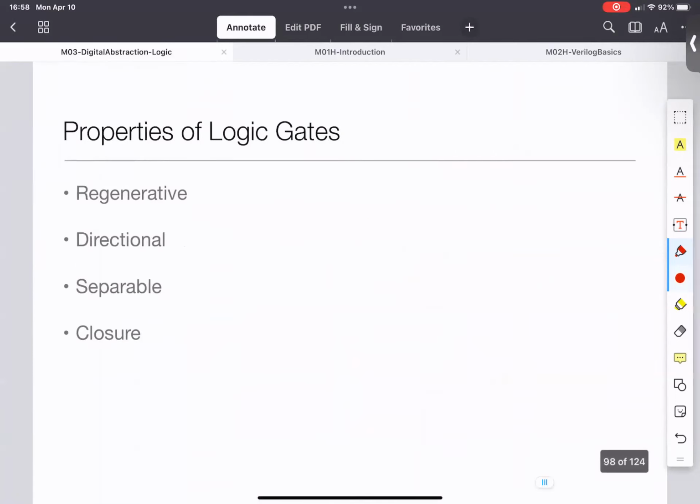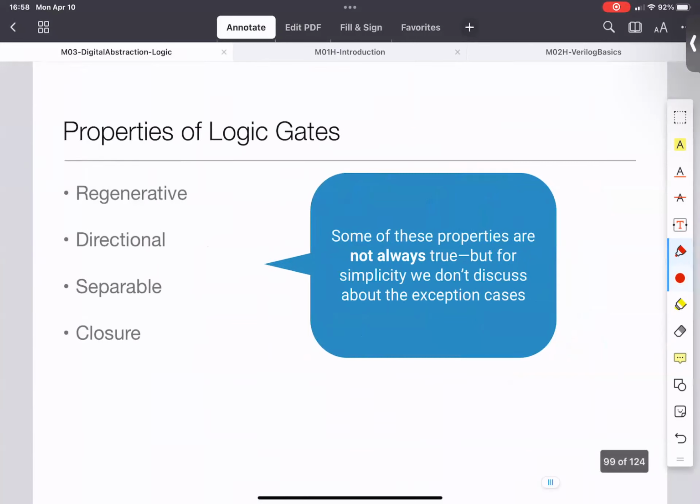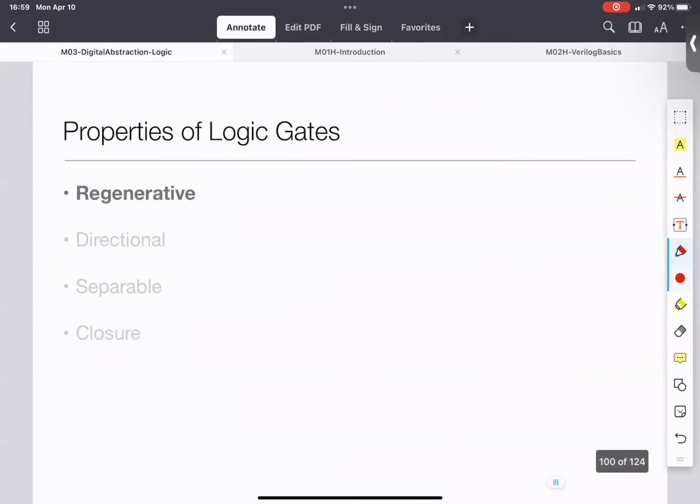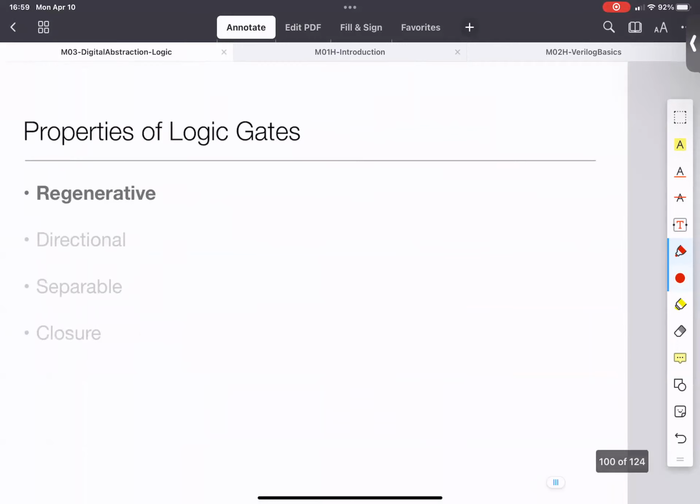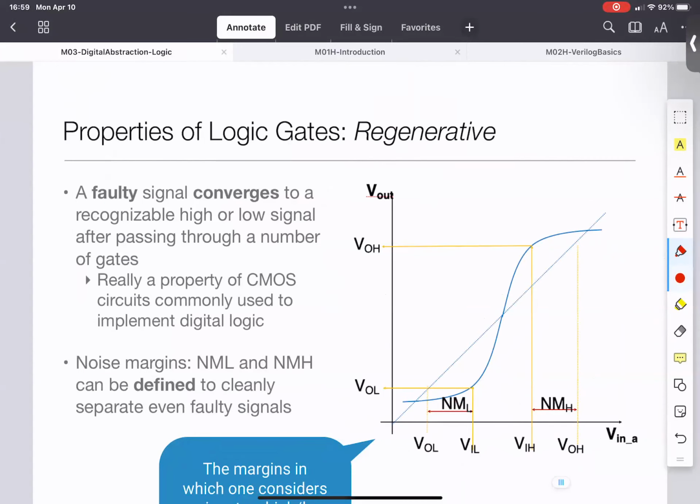Okay, so let's talk about a few properties of gates. Regenerative, which we saw previously, directional, separable, and closure. So what do we mean by that? I also want to say some of these properties are not always true. So there are some caveats, but still. So regenerative basically means because of those noise margins, signals get cleaned up.